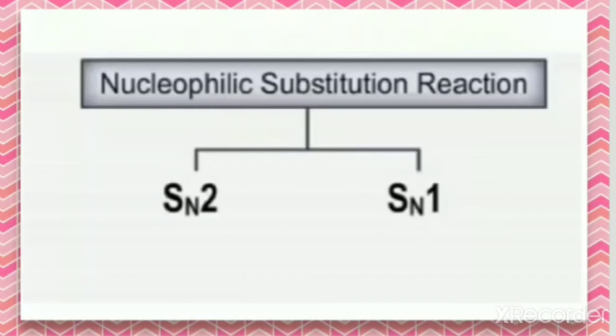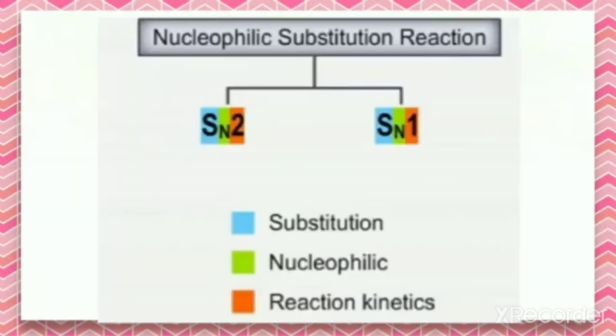Before going into the details of this mechanism, let us find what the S means here, what N means, what 2 and 1 mean. Here S represents substitution, N represents nucleophilic, and 2 and 1 represent the reaction kinetics. That means if the rate of the reaction is unimolecular, then it is represented as 1, and if the rate of the reaction is bimolecular, then it is represented by 2. That means here the numbers 1 and 2 represent the reaction kinetics.